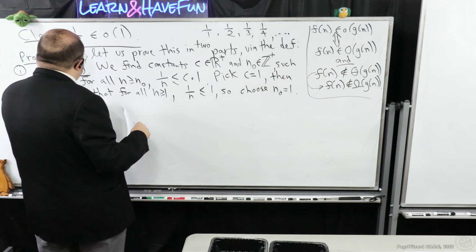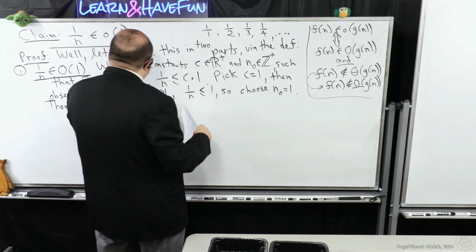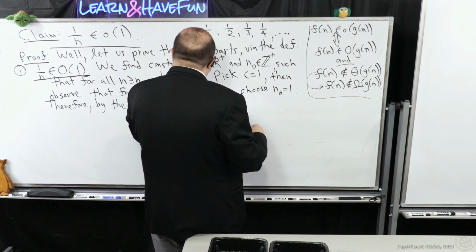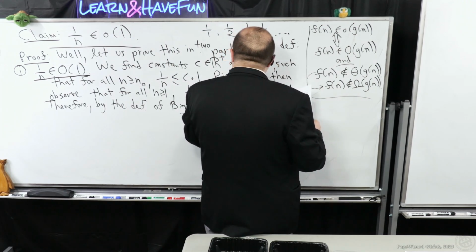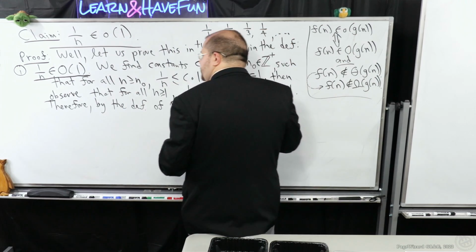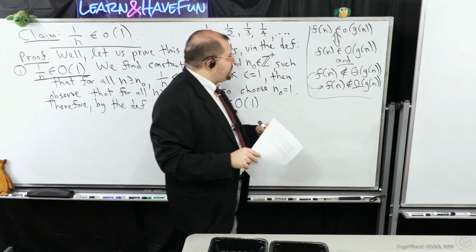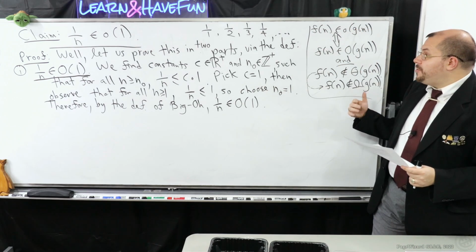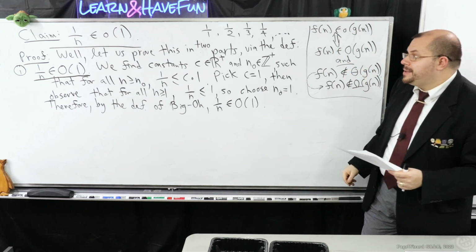Therefore, by the definition of big O, 1 over n is big O of 1. That's the first part of the proof. So we got the first part. What's the second part? The second part is the proof that f is not big theta of g, or in our case, that 1 over n is not big theta of 1.